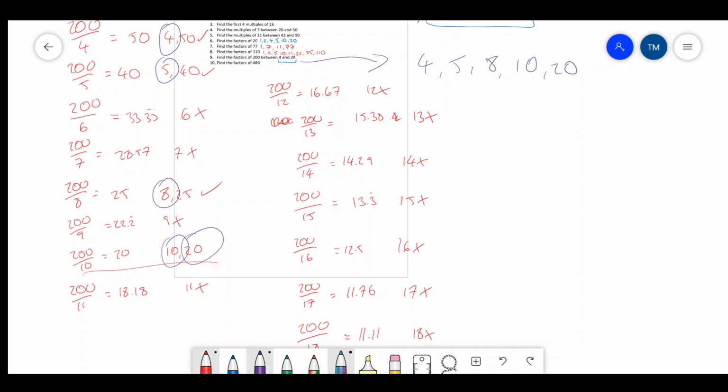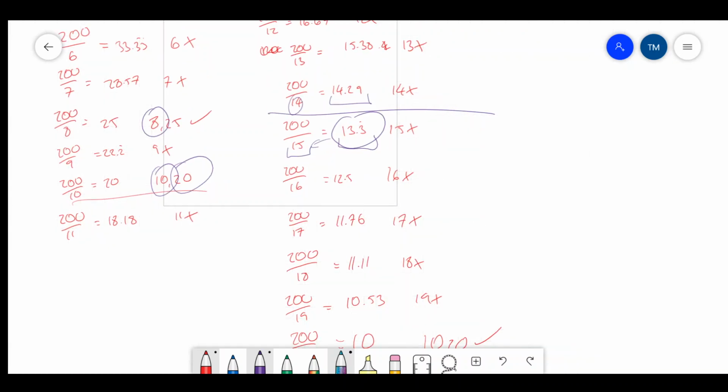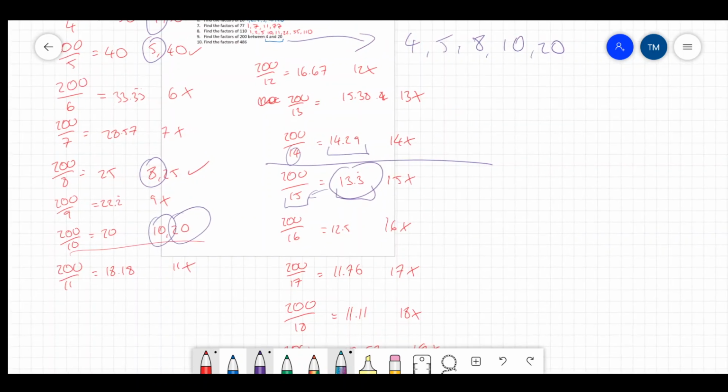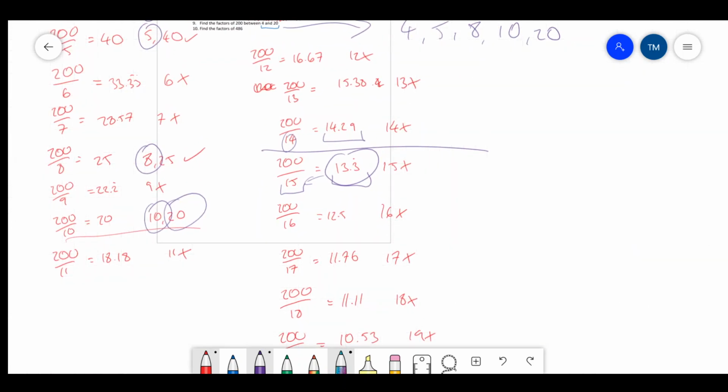Now, there is a little bit of a shortcut here, is that you didn't need to do any values past this point. Because if you look here, 200 divided by 14 gives you 14.29. The next value, 200 divided by 15, is 13.3 recurring. If this result is less than the actual thing that you're dividing, then you can stop, because you already know that there's going to be no integer factors less than 15.